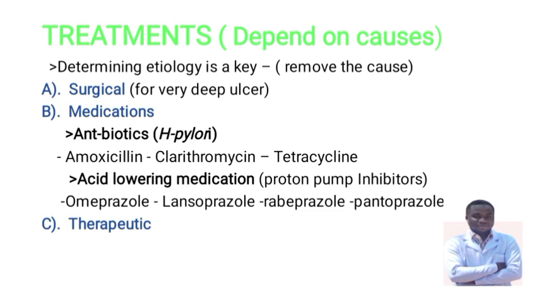But also we can utilize acid-lowering medication. Here we have proton pump inhibitors that function in lowering the acidity of the stomach, such as omeprazole, lansoprazole, rabeprazole, and pantoprazole. Those are the surgical and medication ways we can treat the patient. The therapeutic treatment we are going to see in the second presentation.